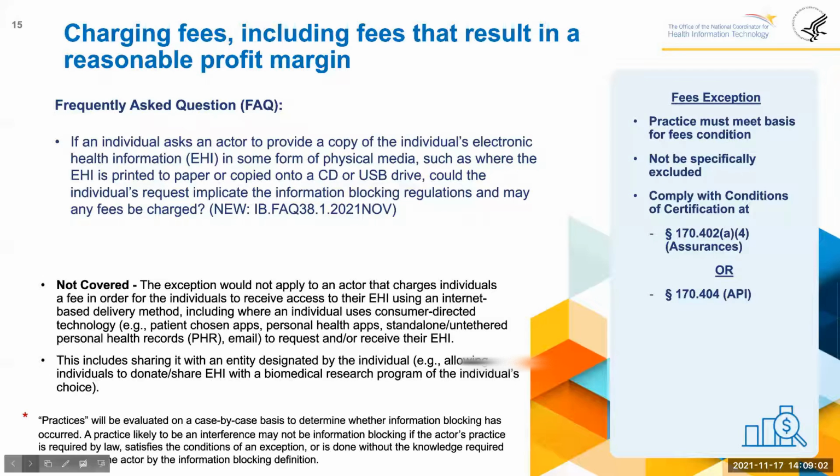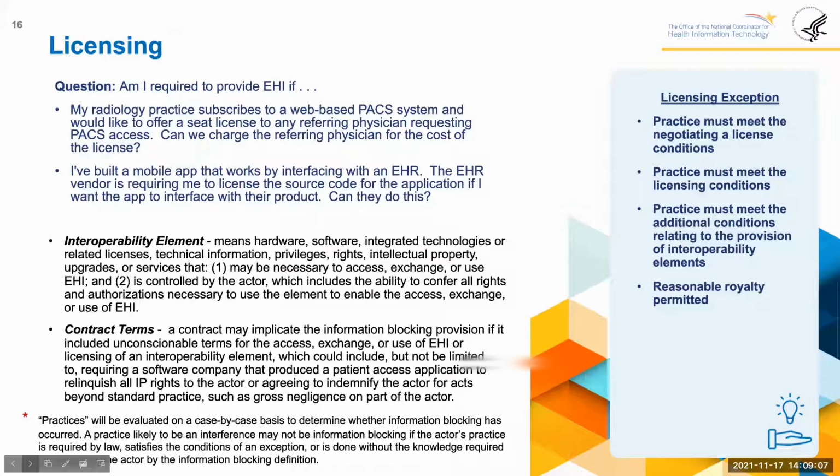Tom? Okay, Mike, thanks. So we've talked about content and manner, and we've talked about infeasibility, and we've talked about fees. Let's talk about the fourth exception that we wanted to discuss today, namely licensing. So the first is an example near and dear to my heart. Let's say that I'm a rural radiology practice, and I get referrals from physicians all over a large catchment area. And many of these physicians would like access, the ability to see these images. And we contain the images on a web-based PACS system that we have to pay for.